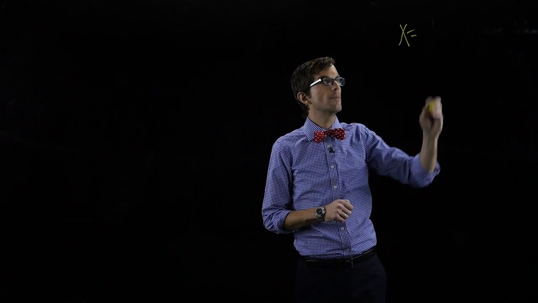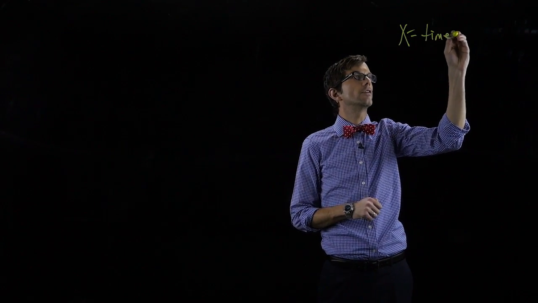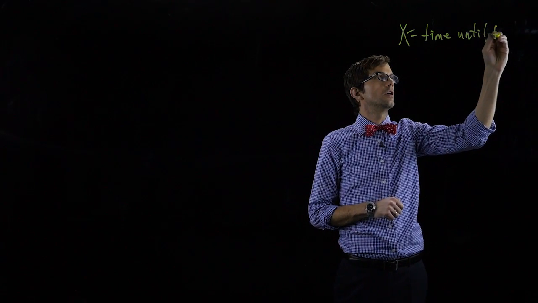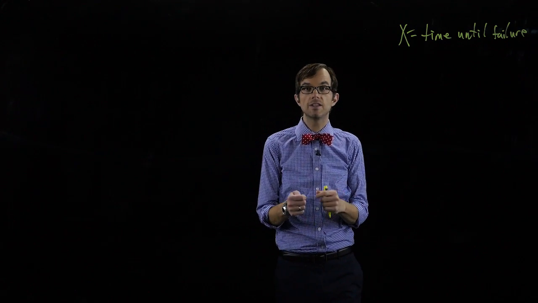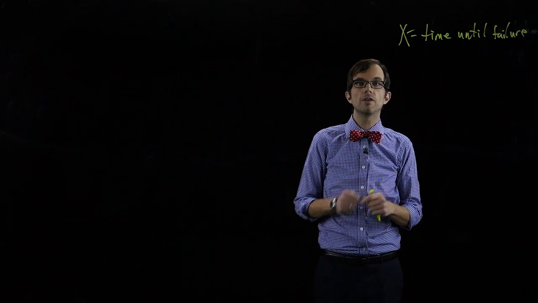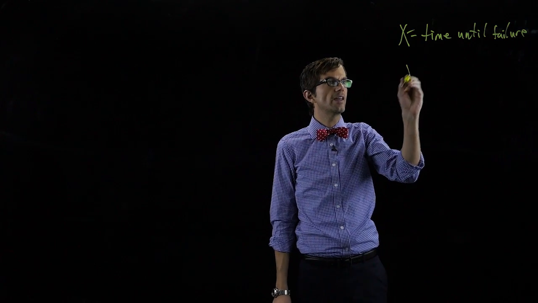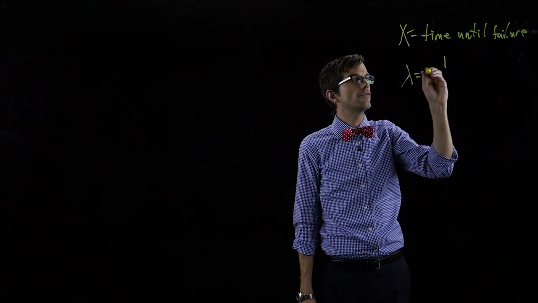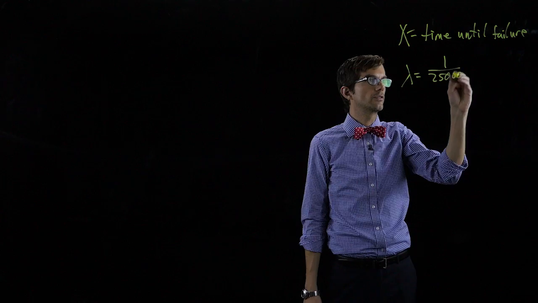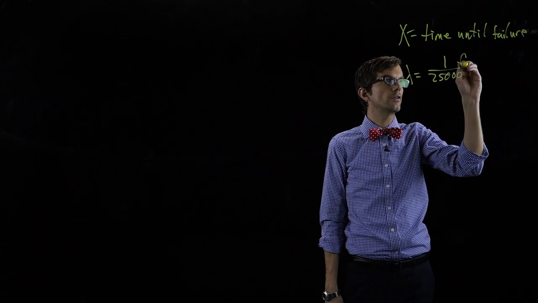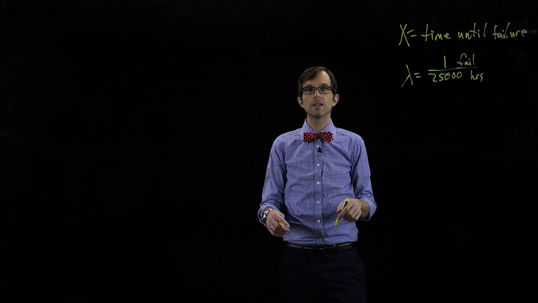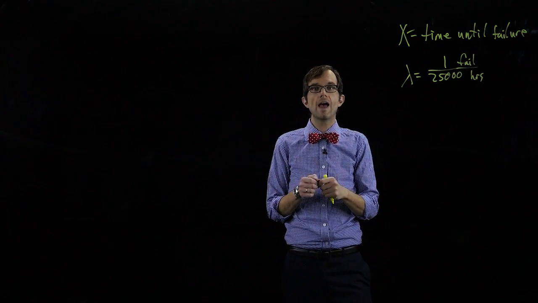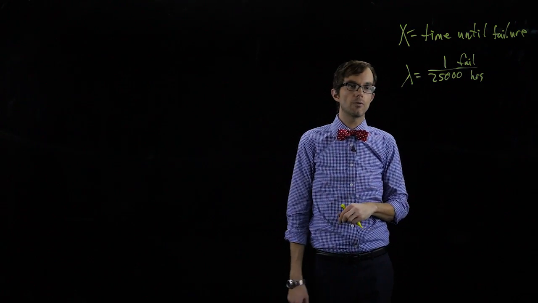Okay, so let's say we have a random variable x that measures time until failure of this particular fan used in aircraft. We see that the mean time until failure is 25,000 hours. That suggests that lambda is one failure per 25,000 hours. What's the probability that a randomly selected fan will last at least 20,000 hours?